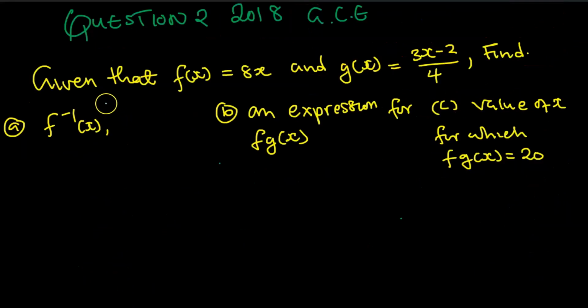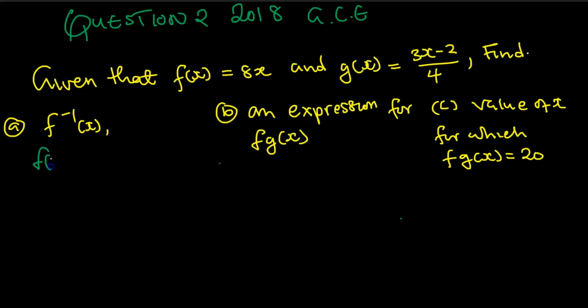Okay, so let us have this one as our second and last question that we are going to solve. This one is coming from 2018, that is GCE. What is the question? Given that f(x) is equal to 8x and g(x) is equal to (3x minus 2) divide 4. The question is find the f inverse. So the f inverse, let us just go through this one, a quick one, because we've already calculated the inverse, so we shouldn't find problems on this one.